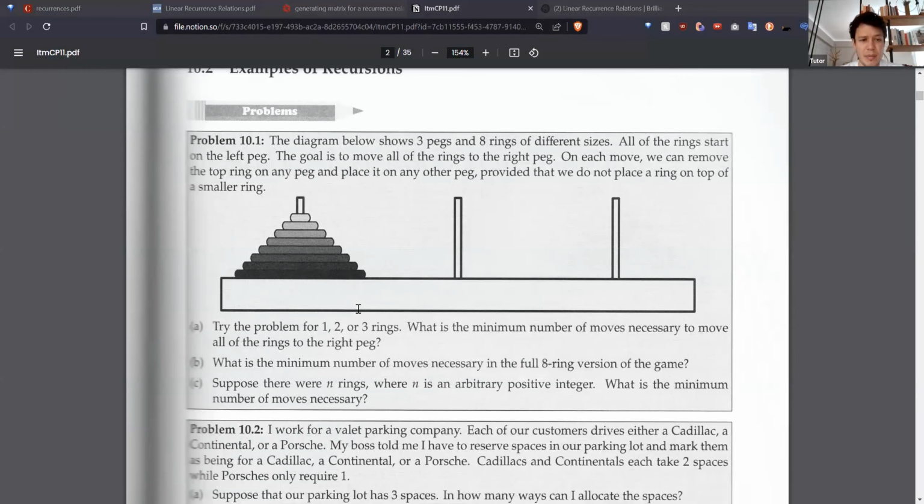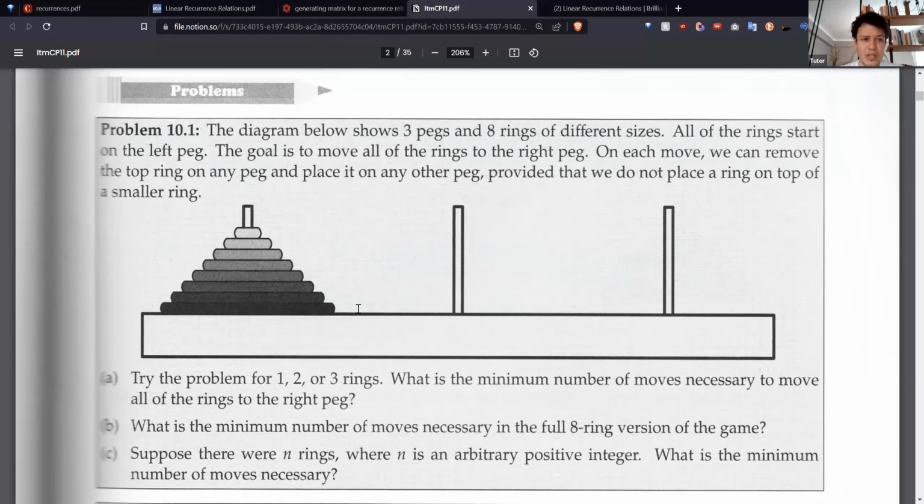But let's look at this problem 10.1. So what is going on in this problem? What do we have? We have a bunch of disks, rings. And what we need to do is take these 8 rings and move them to the other side. Now there is a rule.